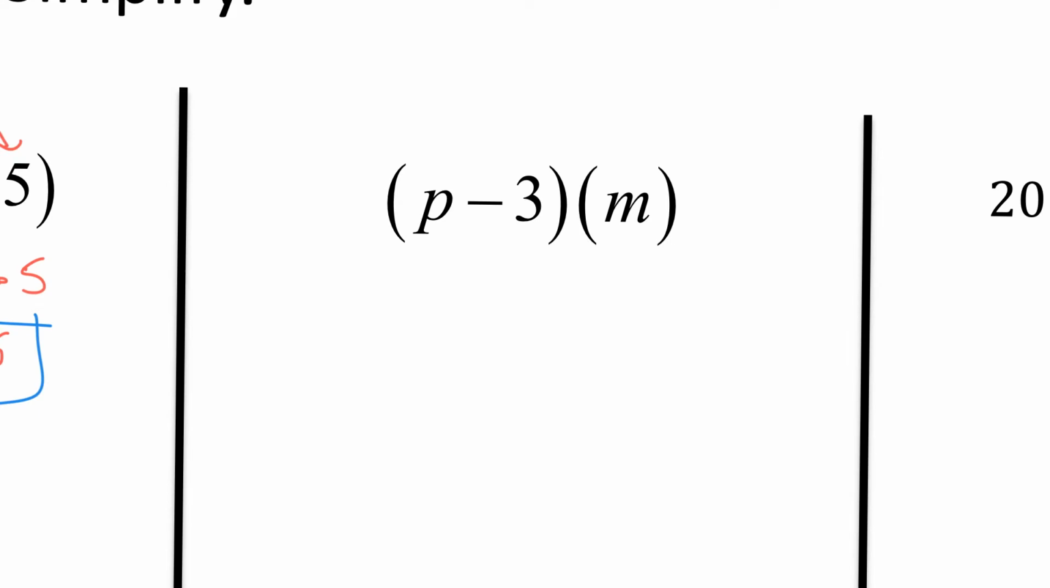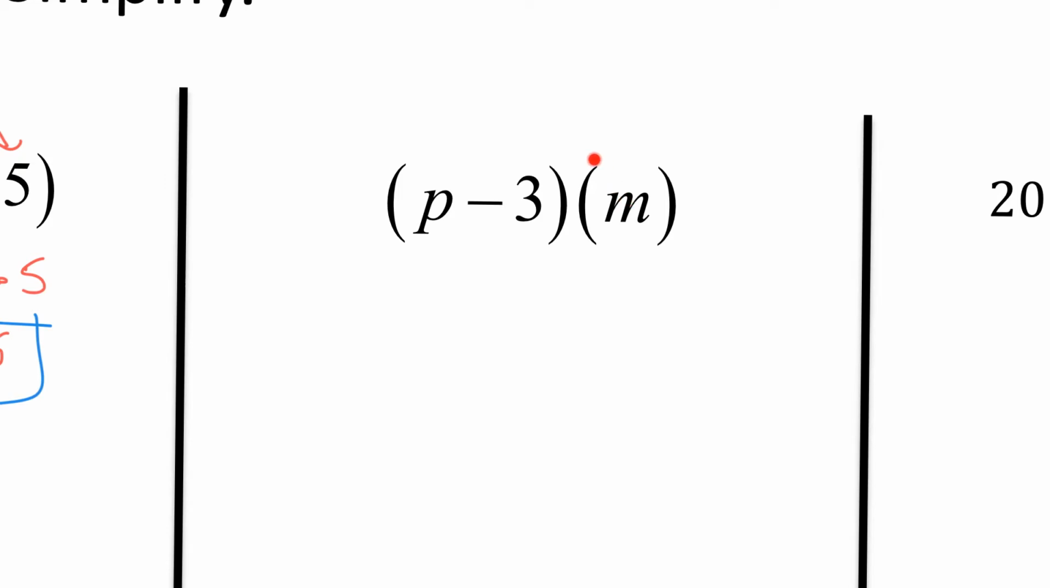Now this one here is kind of backwards because you have the parentheses p minus 3, and then you're multiplying by m. But the idea is the same. You want to distribute, you want to multiply this term outside of the parentheses times the one inside. Now why is it backwards? Well, because one of the properties in mathematics, which is called the commutative property of multiplication, says that you can switch the order when you multiply and you will get the same answer.